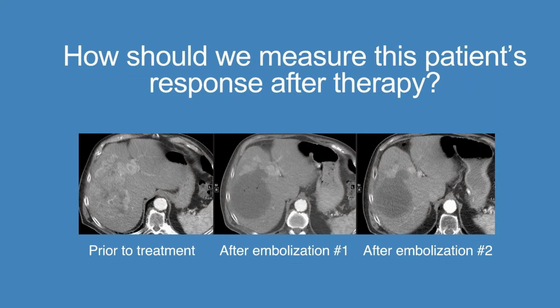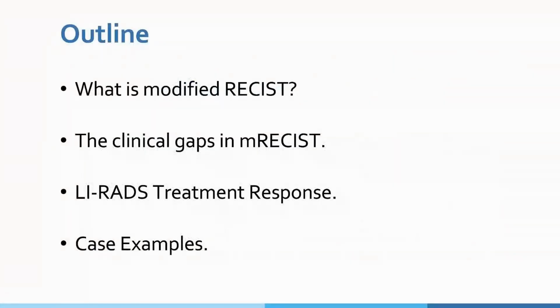And the question I have for you as you think about concepts behind treatment response is, how would you report this? What criteria would you use to report this and why? And is that helpful to the patient or to the interventionalist or to the community at large in terms of comparing response rates? So the outline of my talk is to go over modified RECIST, which has been around for over 10 years now, talk about the clinical gaps present in modified RECIST, go over the LI-RADS treatment response, and go very briefly through some case examples.